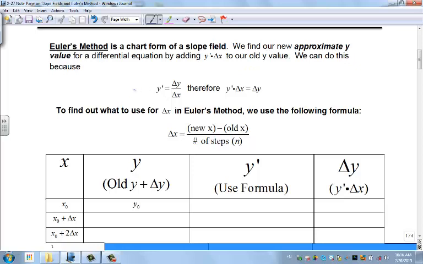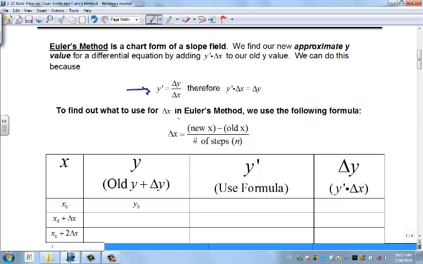because of this. Since y prime is equal to delta y over delta x, the change in y over the change in x, that means that if you multiply both sides by delta x, if you take y prime times delta x, you will get the change in y. What do you want to do with the change in y? Well, you add it to the old y to get a new y value.